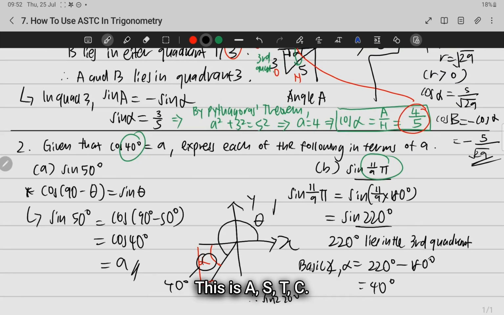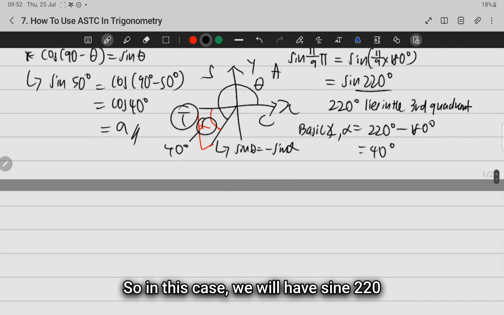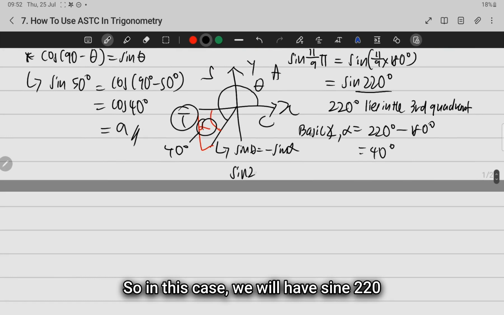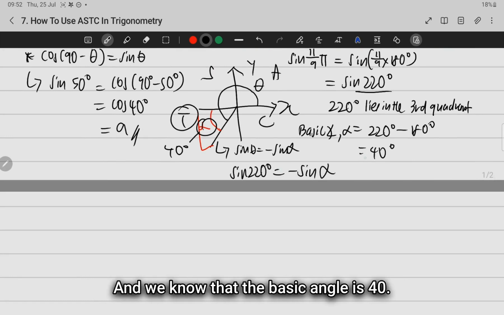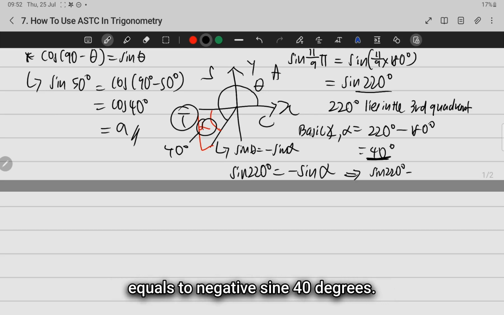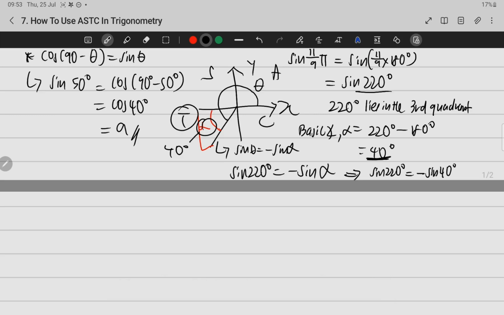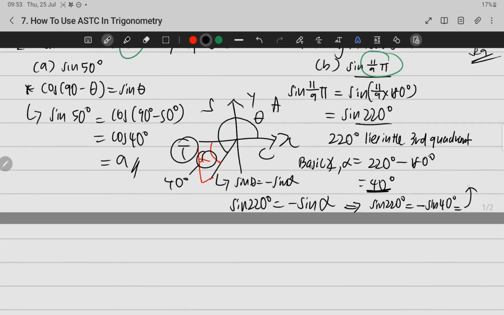Therefore, sine 220 degrees. This is ASTC, right? So this is in the third quadrant. We know that sine theta equals negative sine basic angle. So in this case, we will have sine 220 degrees equals negative sine basic angle. And we know that the basic angle is 40, therefore sine 220 degrees equals negative sine 40 degrees. And therefore, the answer is just this.